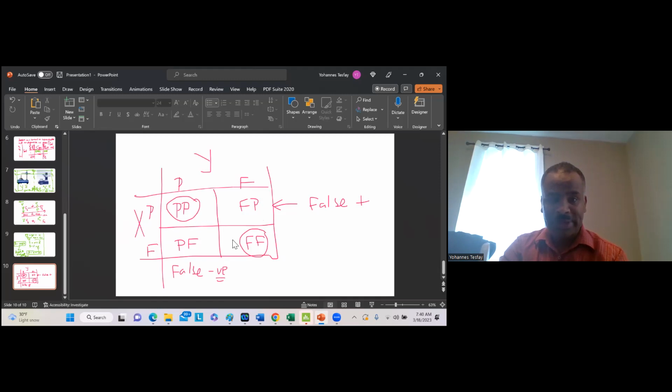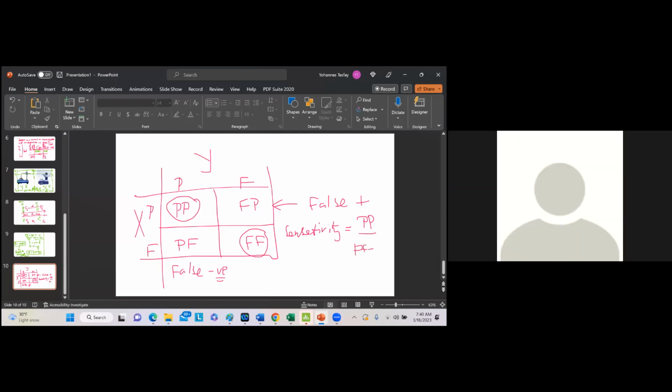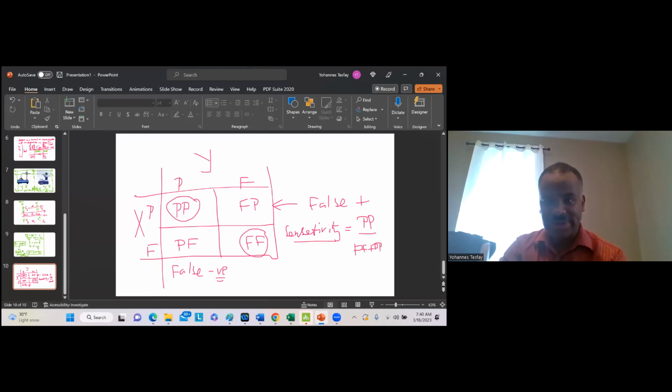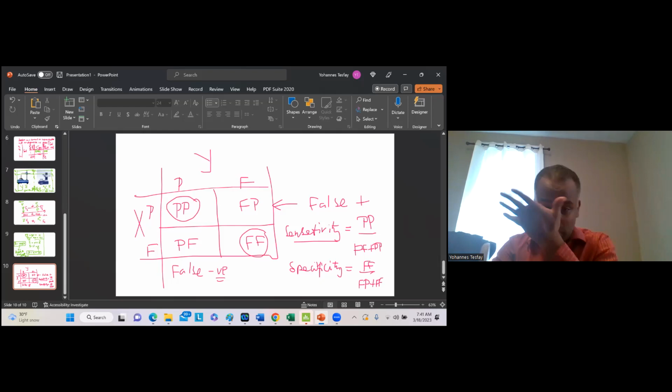Now, sensitivity. Sensitivity is equal to the number of pass divided by this entire row, the number pass-fail plus pass-pass. That is sensitivity. And specificity is fail divided by fail-pass plus fail-fail. That is what specificity is. So this one is the false negative rate and the false positive rate, and this is the false negative rate, just like that.